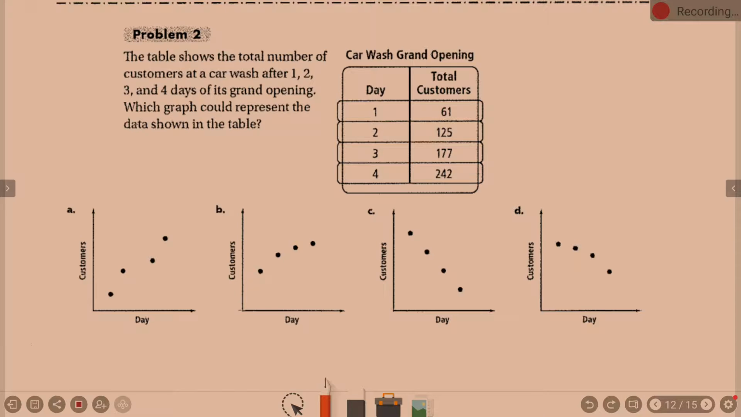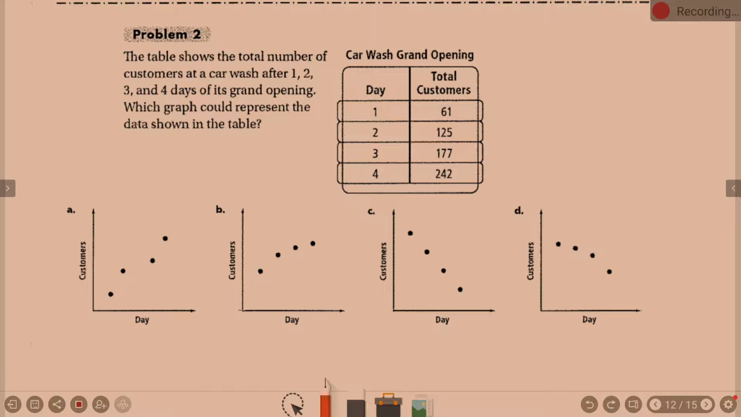We've got another multiple choice here. The table shows the total number of customers at a car wash after 1, 2, 3, and 4 days of its grand opening. Which graph would represent the data shown? I say A. Well, B and C are definitely out because it doesn't go down. Which ones are out? C and D. Oh, C and B.